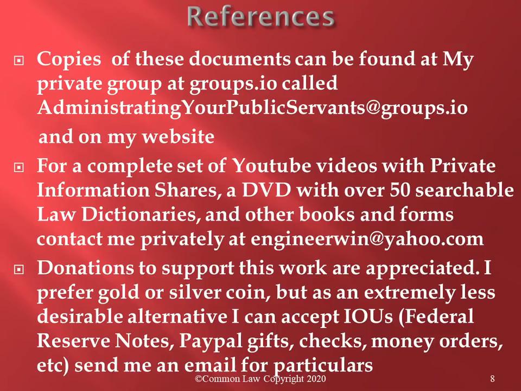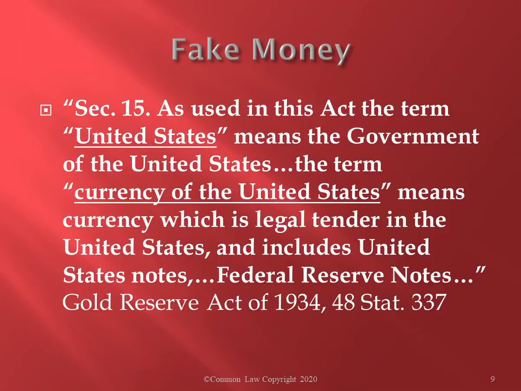So this video is not going to be as long as many of them because it doesn't take long to get through the topic that we're covering today. This is the Gold Reserve Act of 1934, located at 48 Stat 337. It says in Section 15, as used in this act, the term United States means government of the United States. The term currency of the United States means currency which is legal tender in the United States and includes United States notes and Federal Reserve notes. So you get it? Federal Reserve notes are meant for internal use of the government only. They're not meant to be used elsewhere. If you use them elsewhere, it's voluntary.